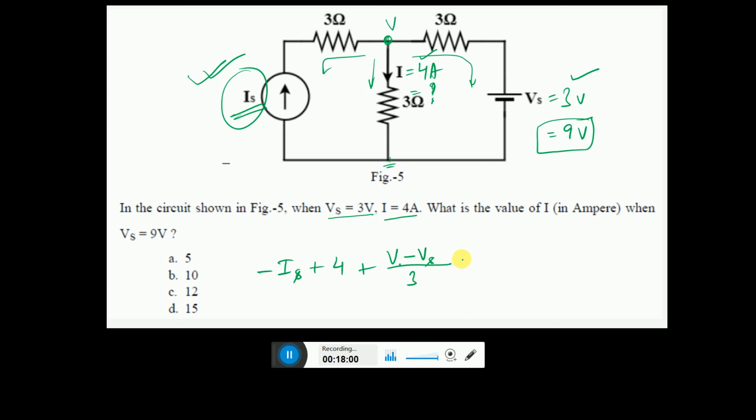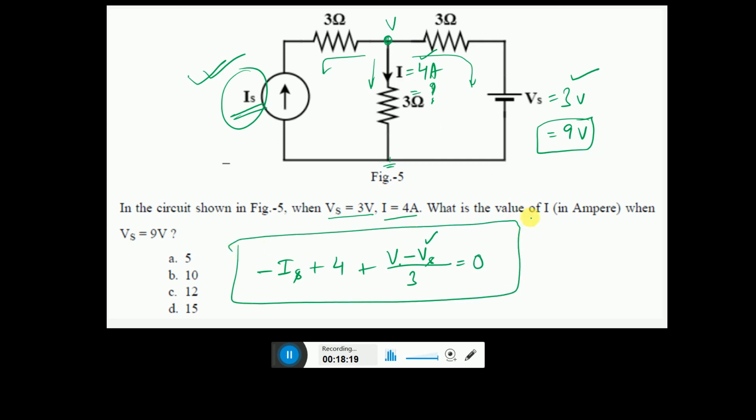This is all what we have by applying the node analysis over here. So we get this is equal to 0. Here Vs value is known, Is is not known, and V is not known. So we have got V and Is, two things not known. We need another equation definitely. So what will be the other equation?